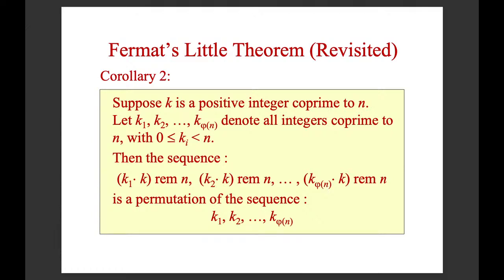It is because of the unique prime factorization theorem. And what's more, if we take the division by n, all these numbers will have different remainders. So all these numbers will be coprime to n, and the remainders are different. That means the remainders will be a permutation of k1, k2 up to k phi n.